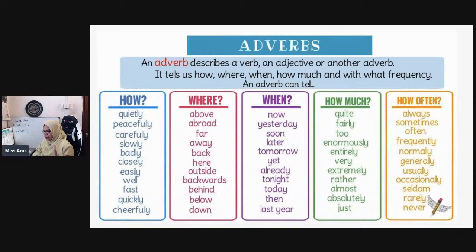Macam mana kita nak jawab soalan when did something happen? Did it happen yesterday? Did it happen today? Did it happen tomorrow? Nampak tak ada soalan tu? So adverb pun ada soalan-soalan, like how you answer this kind of questions.